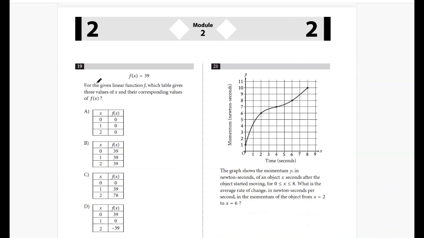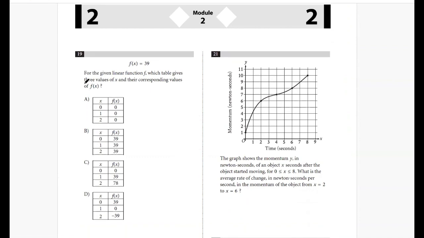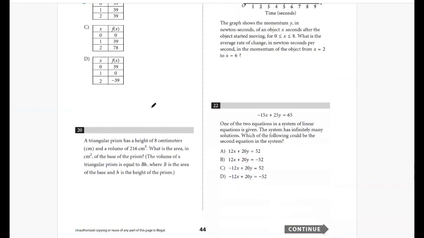For a given linear function f, which table gives three values of x and the corresponding values of f of x? No matter what value of x I put in, the output must equal 39. So B shows that. Because if I put f of 0, for example, it has to be 39, f of 1 has to be 39, f of 2 has to be 39. So B is the correct answer.